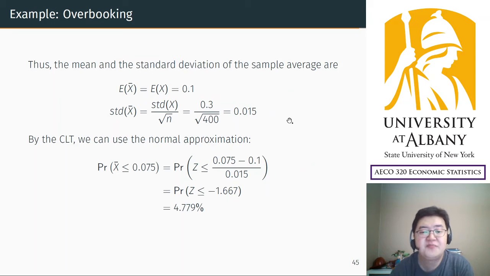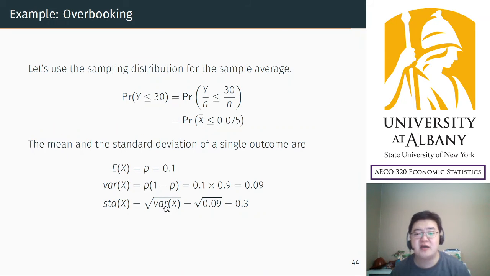Then finally, the central limit theorem implies x bar is normally distributed with that mean and standard deviation. So just use those two numbers in the standardization. You get the probability that Z, the standard normal variable, is smaller than minus 1.667. If you just calculate this, it is minus 1.667, and then you get 4.779%, right?